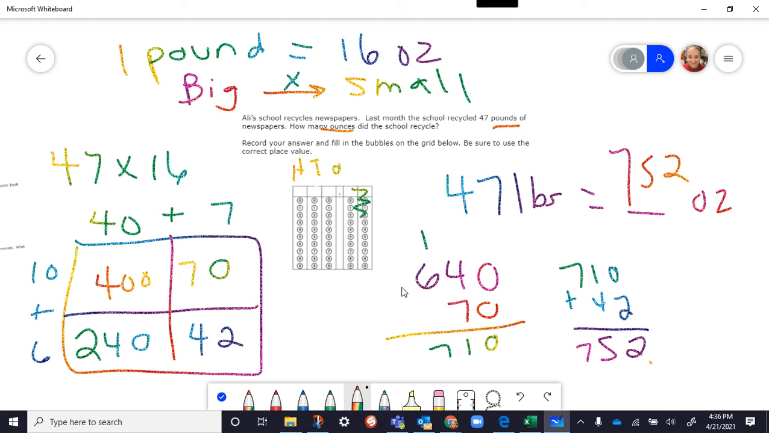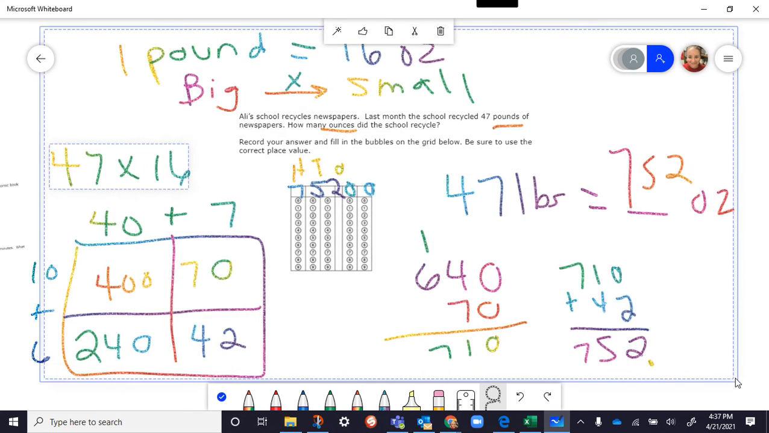Now, when I go to write this, again, this is the hundreds, tens, and ones. There are no decimals, so we don't need anything in those last two boxes. You can leave it blank, or put some zeros in there if you don't like leaving it blank, but do not put any value in there. There's nothing there. So zeros or nothing. 7, 5, 2. The 7 is in the hundreds place, the 5 is in the tens place, the 2 is in the ones place. So 752 ounces.